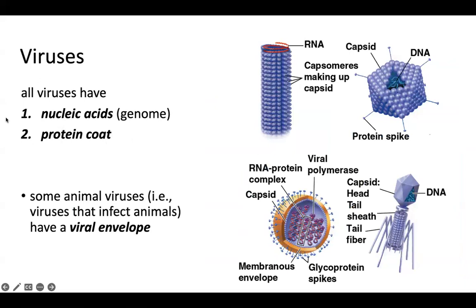There are two things that all viruses have. One is those nucleic acids, so this is DNA or RNA that make up their genome. And then this is inside a protein coat. There are four different viruses shown here that have pretty different structures. This one shown down here is an animal virus that has a viral envelope. Some animal viruses will have this viral envelope around them that is essentially part of the cell membrane from the host.